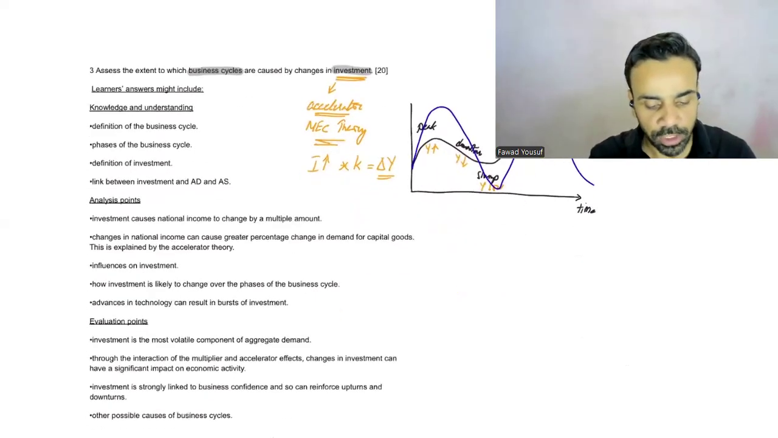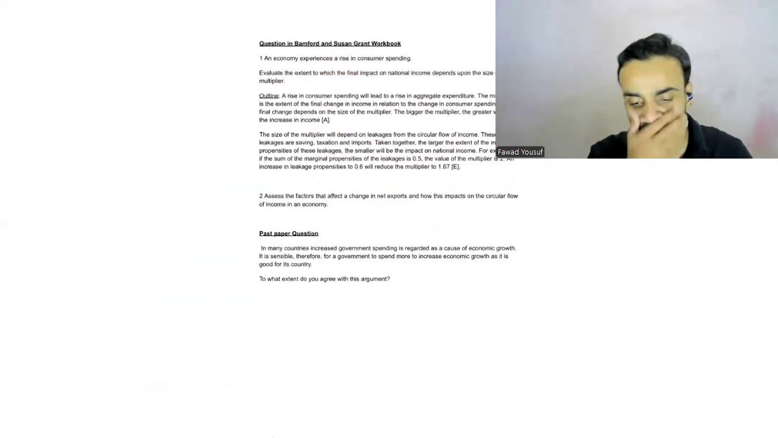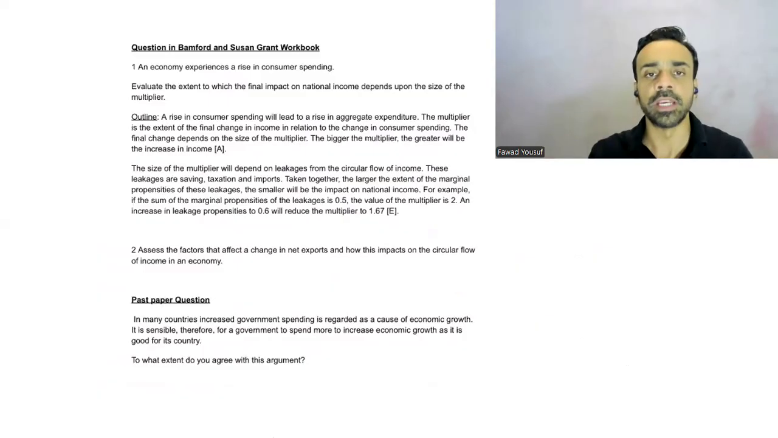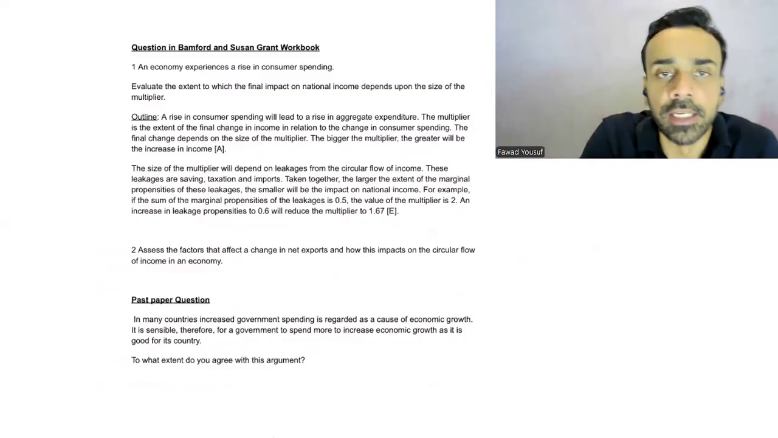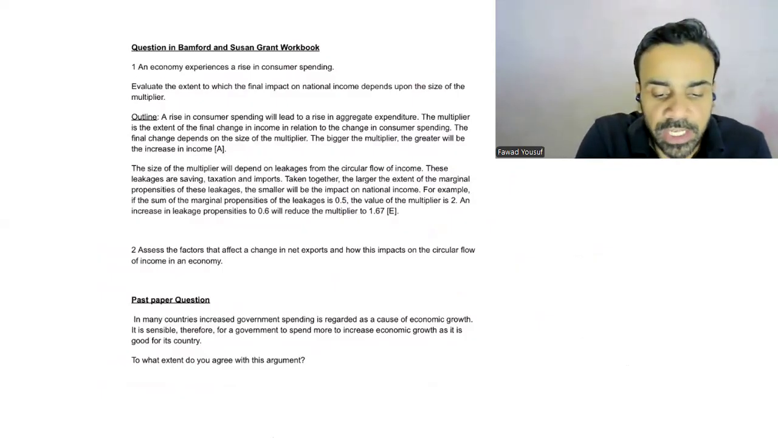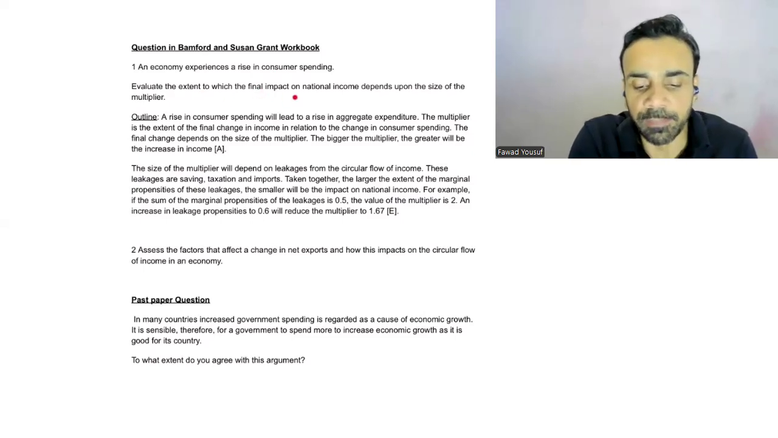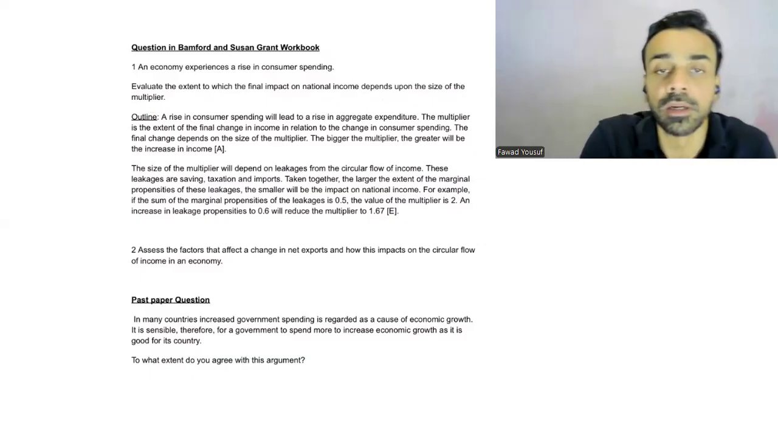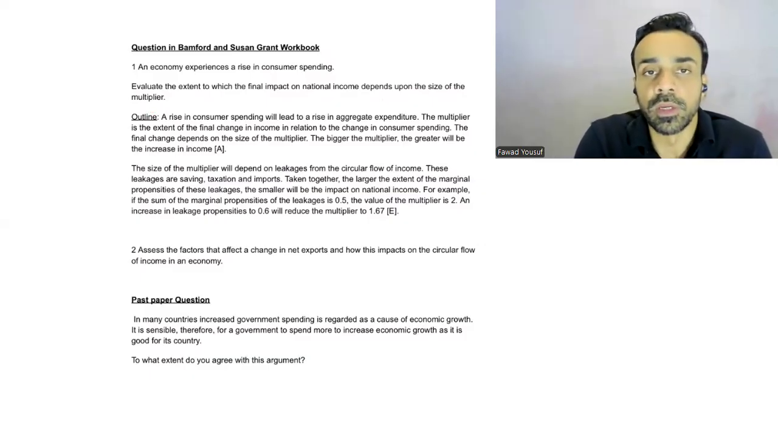Obviously, I'm not going over this question, अभी. I'll make you write these essays. But there are various ways in which they can give you the questions. Like if you look at this one, an economy experiences a rise in consumer spending. Evaluate the extent to which the final impact on national income depends upon the size of the multiplier. That's what we're talking about.